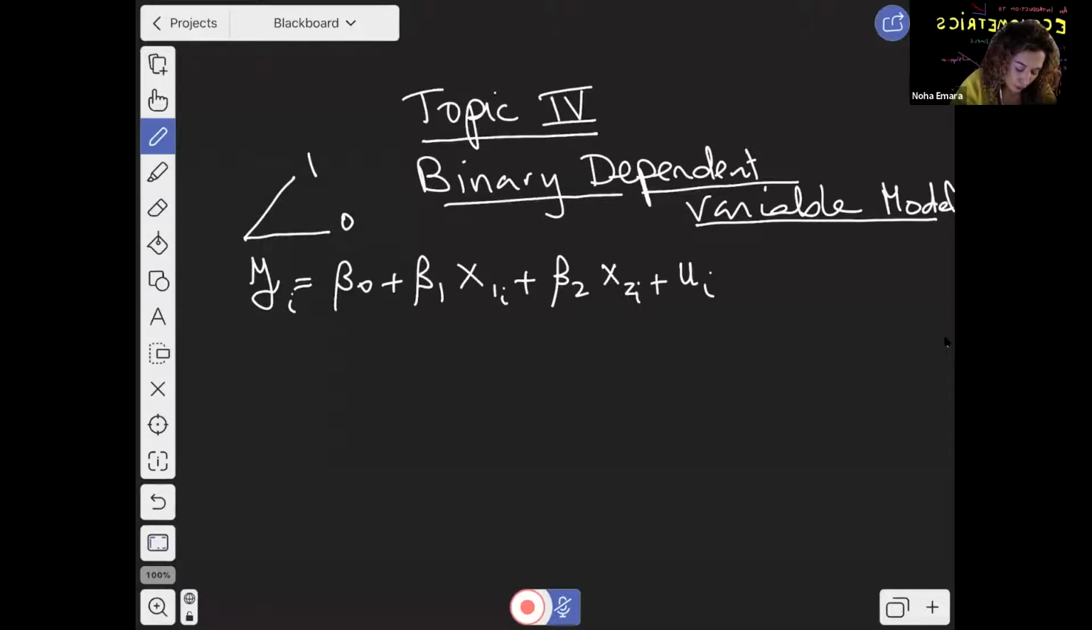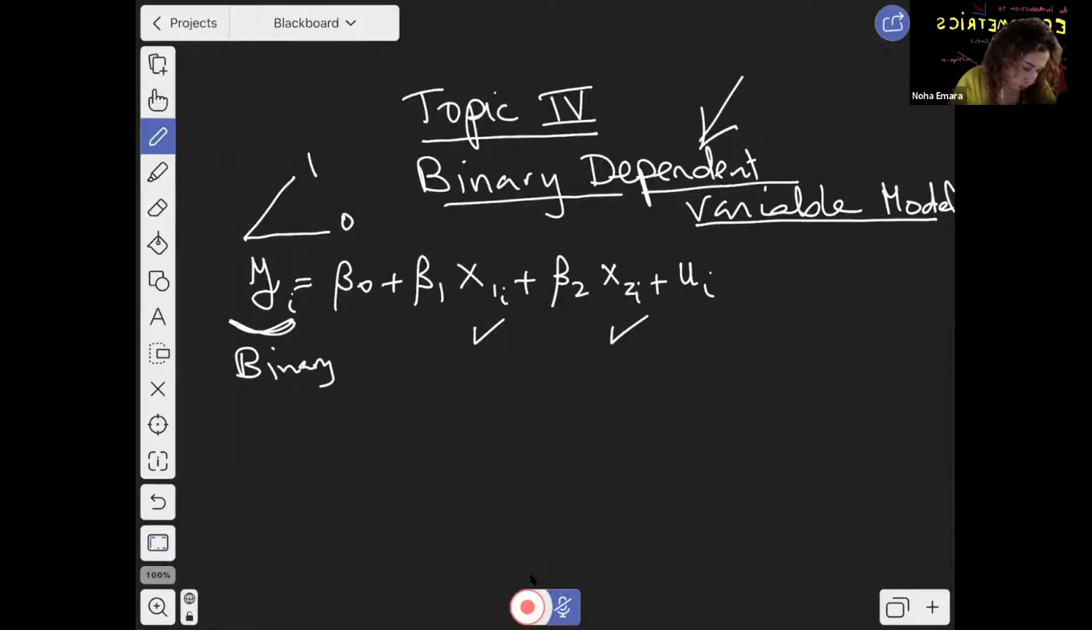So everything that we have been doing since the beginning of the semester, we used to have y as a continuous variable. Now y is a binary variable, like a dummy variable, it can take only 2 values, 1 and 0. I really don't care about the values of x1 and x2 or x3 or xk. They can be continuous and they can be binary as well. I really don't care.